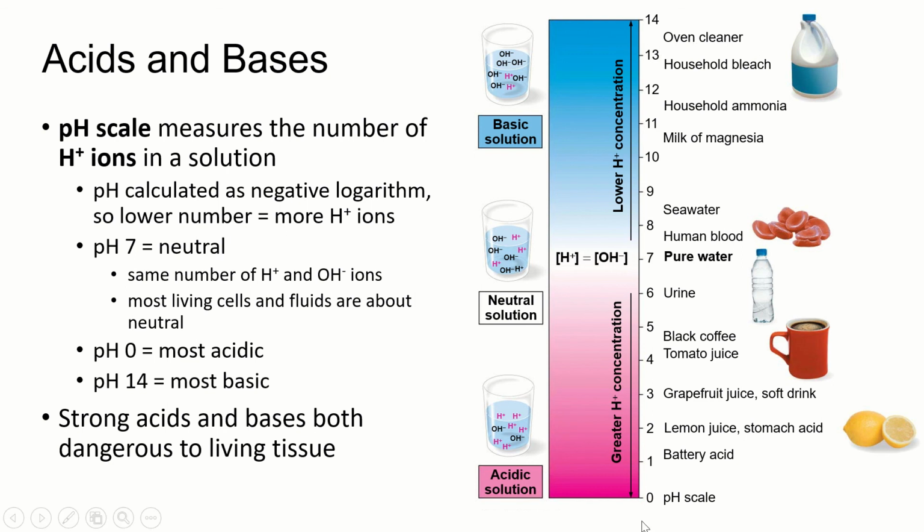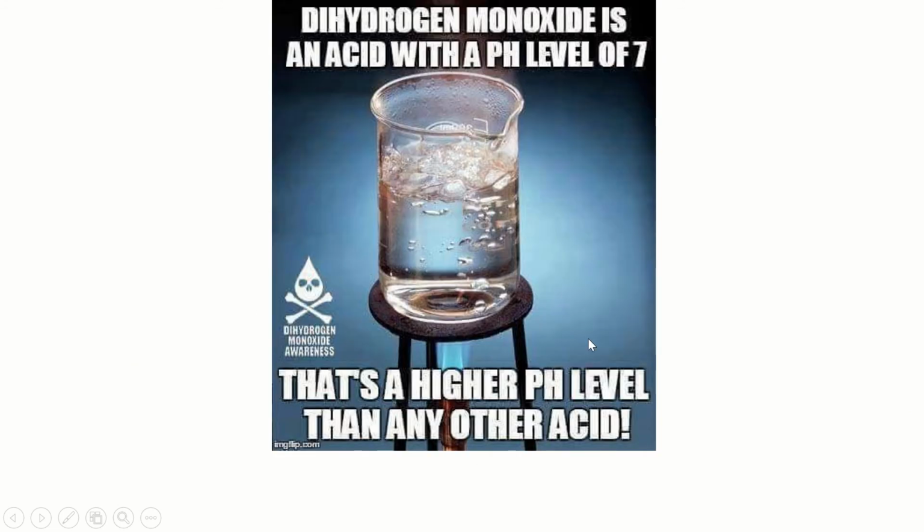Both strong bases and strong acids are dangerous to living tissue. Okay, so that's really important to know. All right, so here's a meme. Dihydrogen monoxide is an acid with a pH level of 7. That's a higher pH level than any other acid.